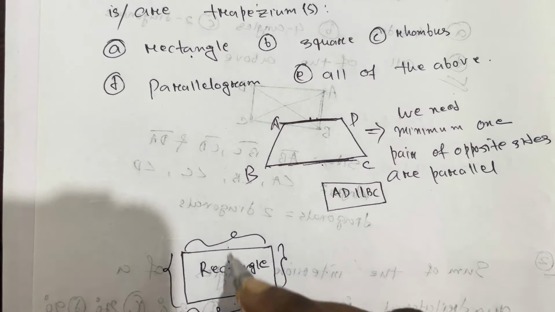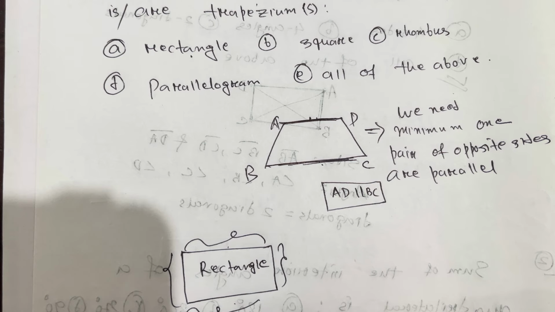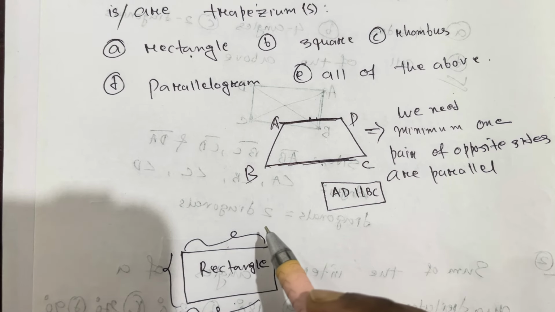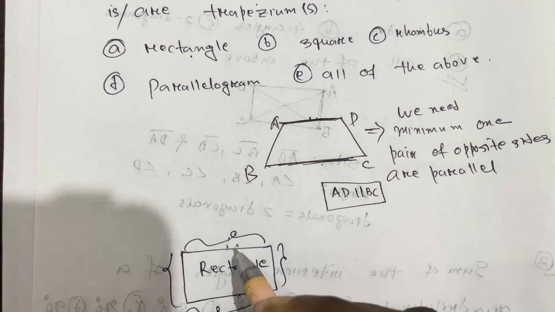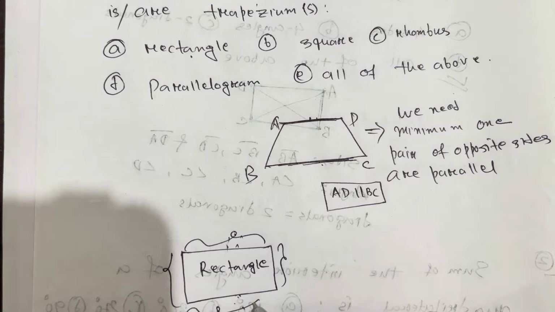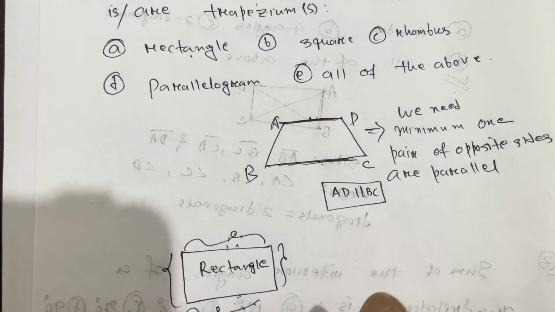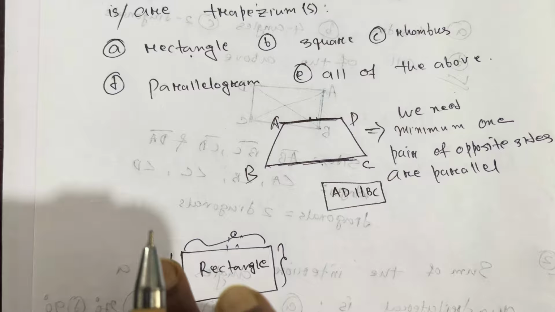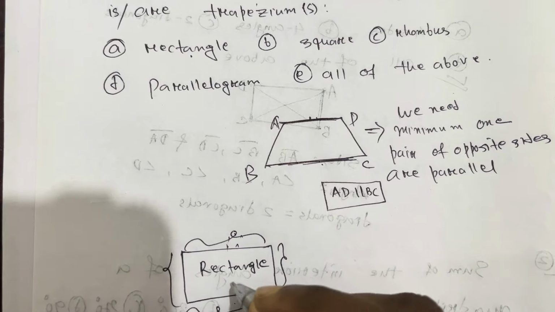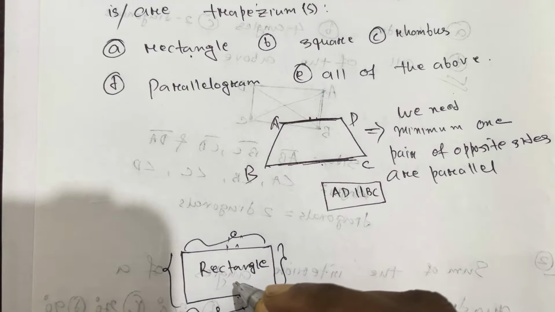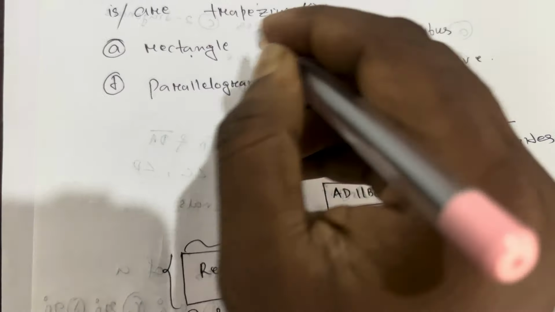A rectangle has both pairs of opposite sides parallel. So that's why all rectangles are trapeziums. For a trapezium we need a minimum of one opposite pair of sides parallel. So both pairs parallel is also a trapezium, and one opposite pair parallel is also a trapezium. That's a rectangle. All rectangles are trapeziums.